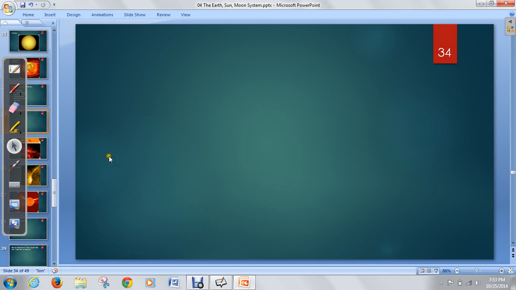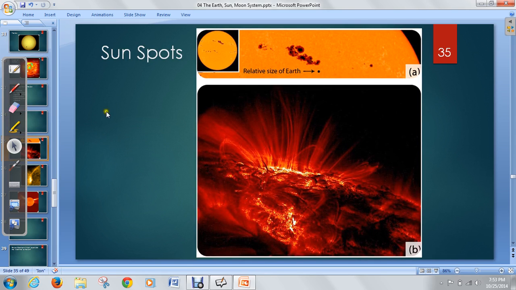All right. So then we talked about a couple of features of the sun, particularly sunspots. Sunspots are very, very cold areas of the sun. Well, very cold relative to the other parts of the sun. These black spots on the sun are still pretty hot. You wouldn't want to be touching them. But compared to everything else, they're very cold.